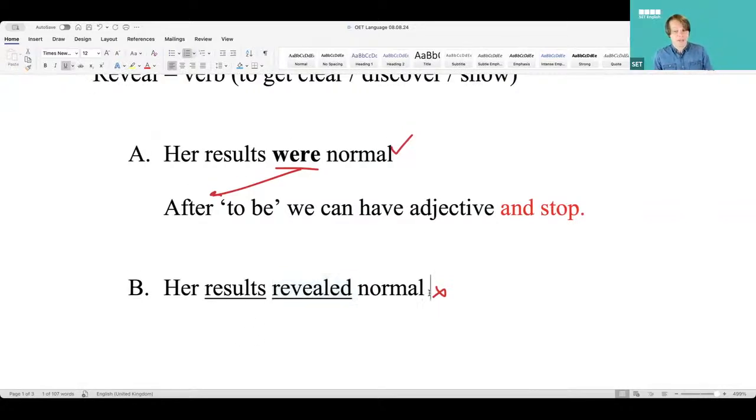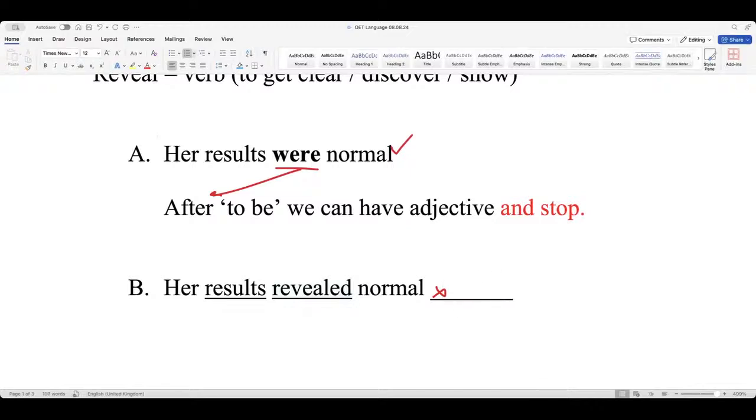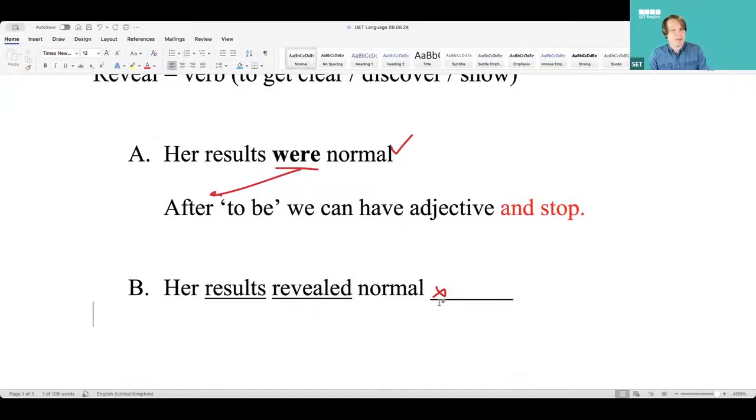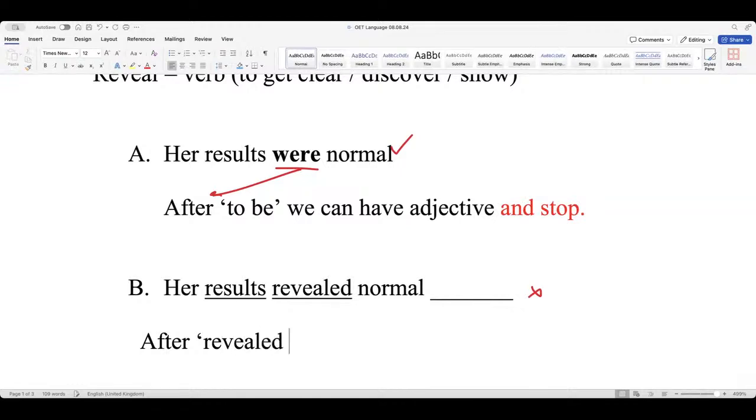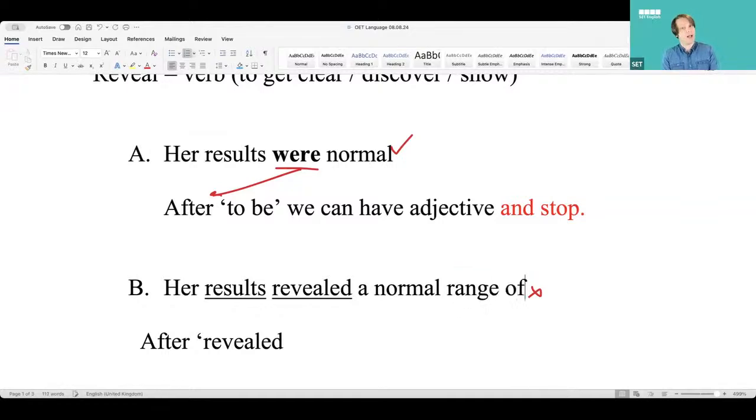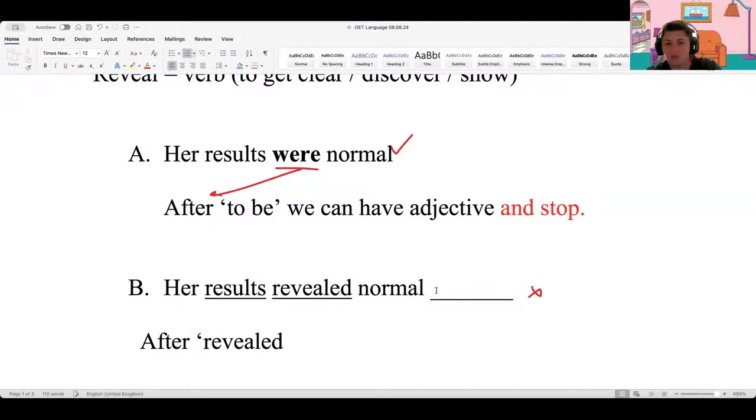After revealed, we have to have what? It needs an object, doesn't it, Han? It must be a noun here. So what noun can we say? For example, revealed a normal range. You could say a normal range. Han, you could say of as well. Or can we say anything else? The limits, maybe. Levels. Yeah, that's what I was thinking.